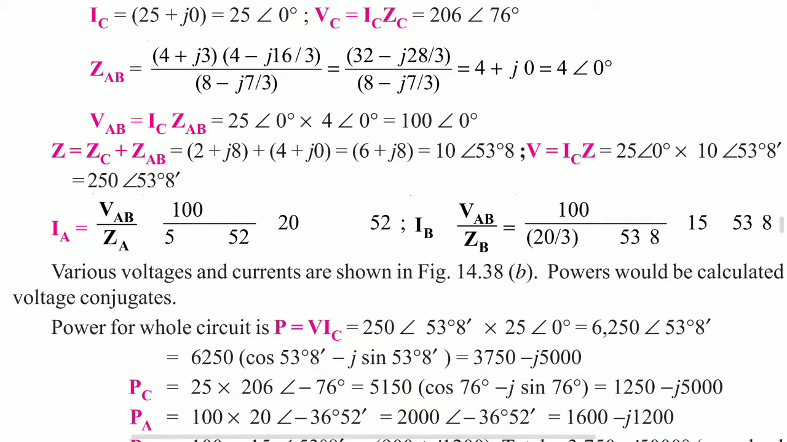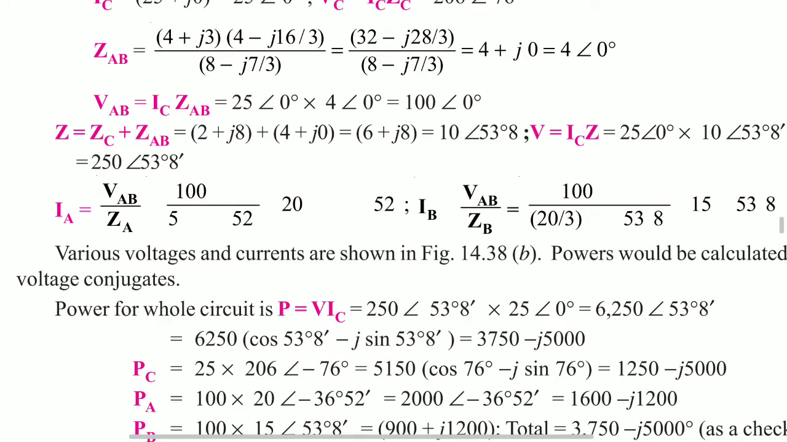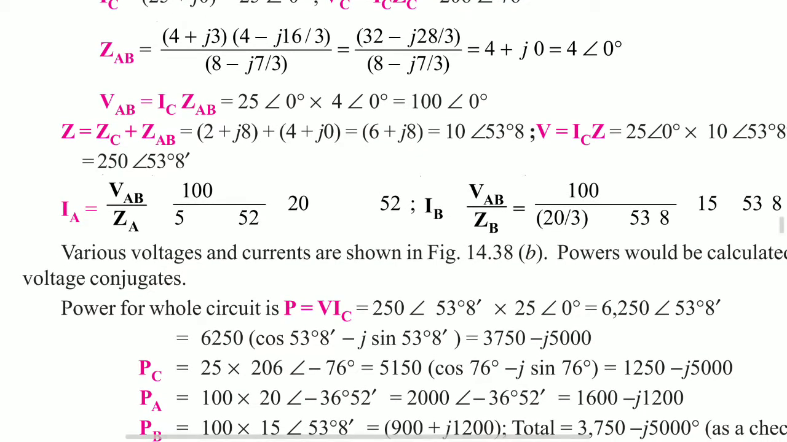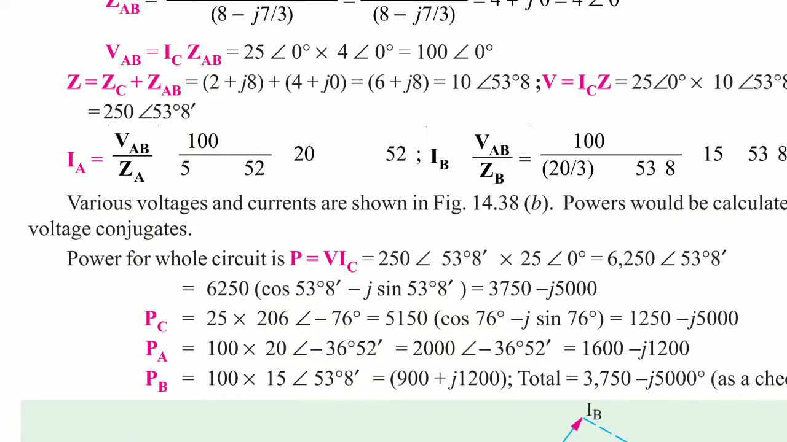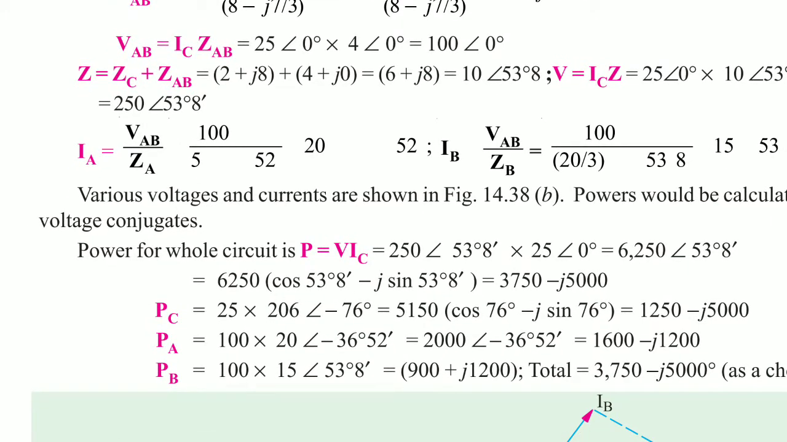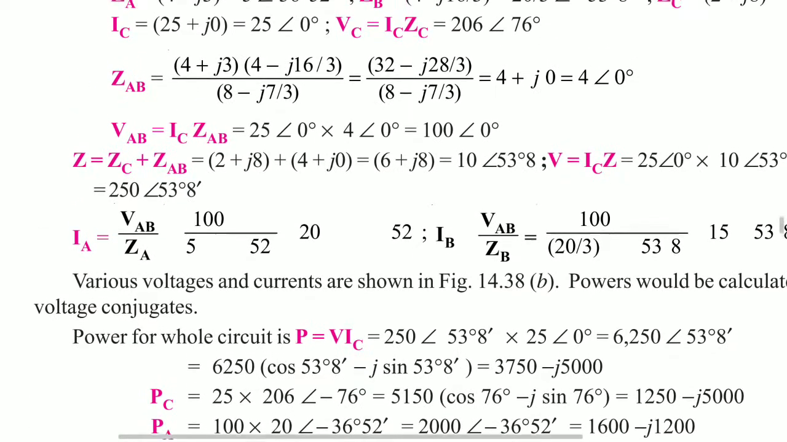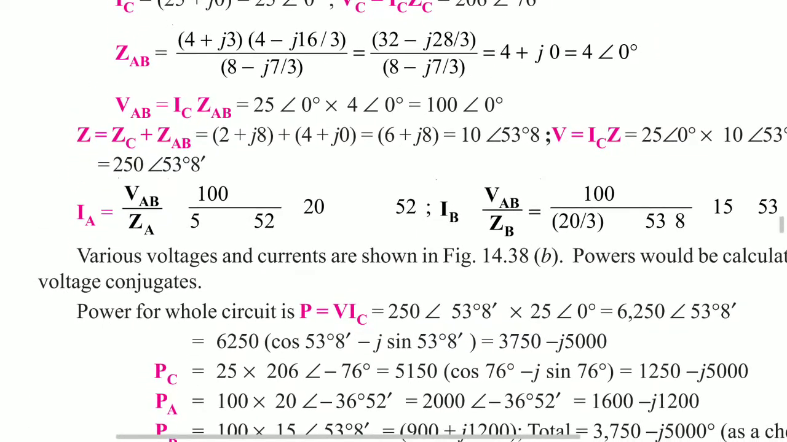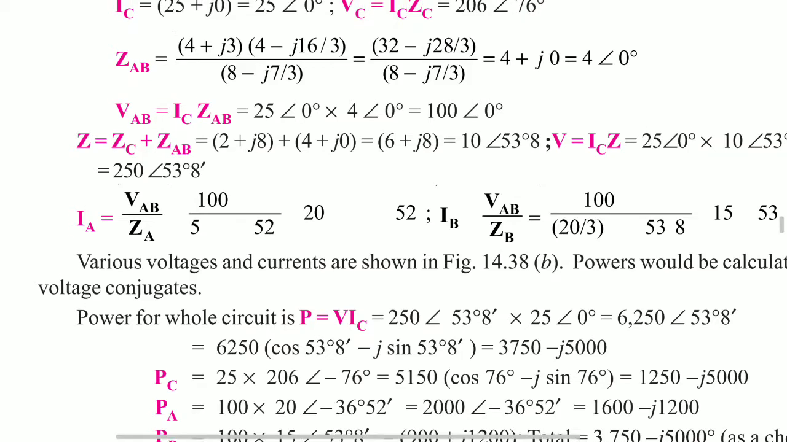This is the voltage across the supply. Voltage across the total circuit, the supply voltage. So that is called supply voltage. Now calculate the currents in A and B branches. So the current in branch A is equal to, what is the formula? Voltage across the AB branch divided by the impedance of branch A. So that is IA is equal to VAB by ZA.